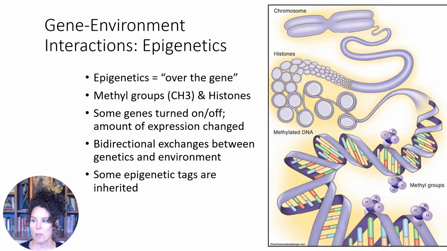So just to recap what's important for you to know, and you should have heard all of this in the video. Epigenetics means over the gene, and epigenetics are primarily methyl groups, which is one carbon atom with 3 hydrogen atoms, and histones. Methyl groups can attach to a gene and can turn it on or off. Typically it's off, but my understanding is it depends on where it's placed.